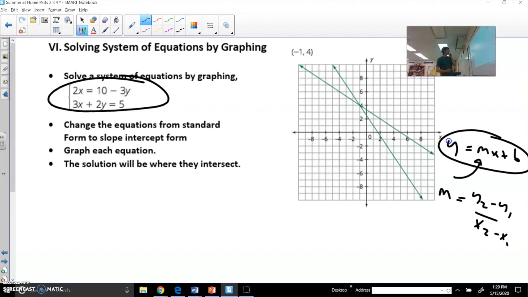And so this one says we're going to get two equations, and it says change the equations from standard form and graph them to find where they intersect. So let's kind of determine how they got these lines graphed. The first thing I want to look at, 2x equals 10 minus 3y. Really wanting to get y by itself. This output variable y I want completely alone.